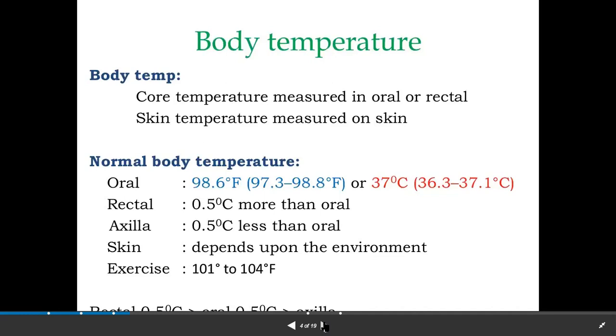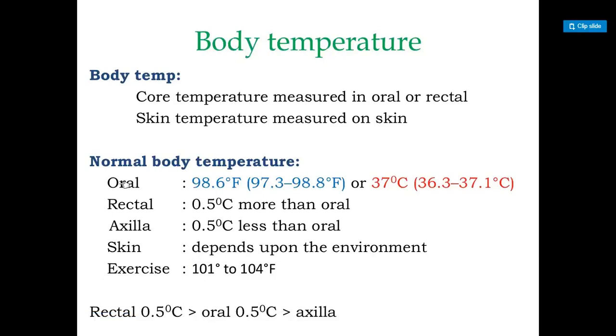Now, we will look at temperatures. You could measure temperatures in degrees Fahrenheit, or in degrees Celsius, okay? In America, they use Fahrenheit. In Africa and in Nigeria, they use degrees Celsius. So what is the normal body temperature if you measure in the oral cavity? The normal body temperature is 98.6 degrees Fahrenheit.